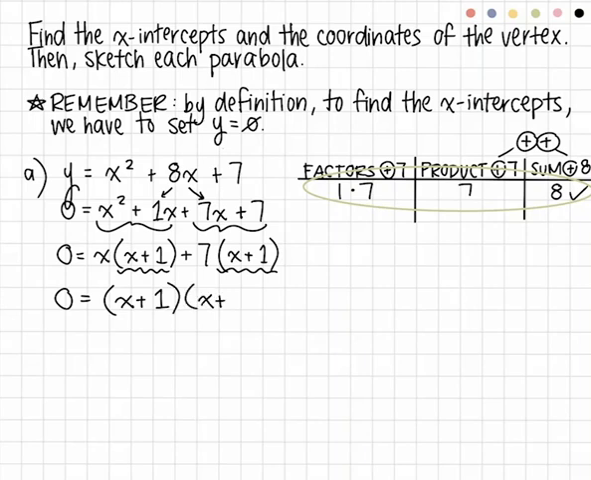So I have 0 equals x plus 1, x plus 7. Now, if we've gotten to this point in the question and you don't know what's going on, you need to go back and review factoring. So don't worry if you don't understand this yet. That just means you need a little bit more review.